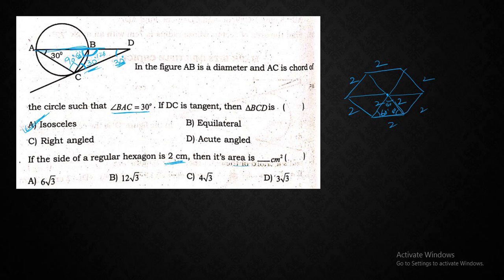So how many equilateral triangles are formed? Totally 6 equilateral triangles are formed. Hence its area will be 6 times root 3 by 4 a square, which I can write as 6 into root 3 by 4 into, so what is side length? 2 square, which is nothing but 4. So 4 gets cancelled. So the answer is 6 root 3 centimeter square.